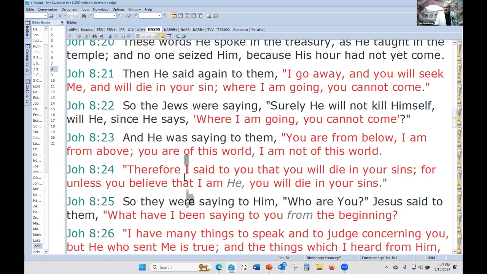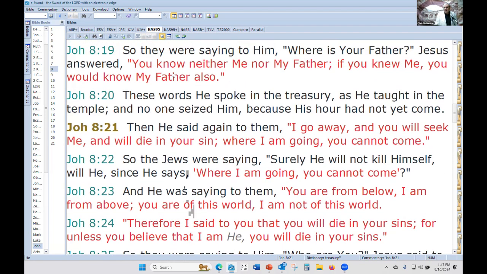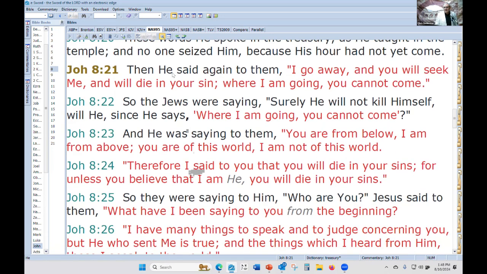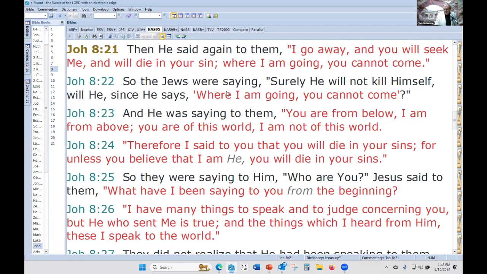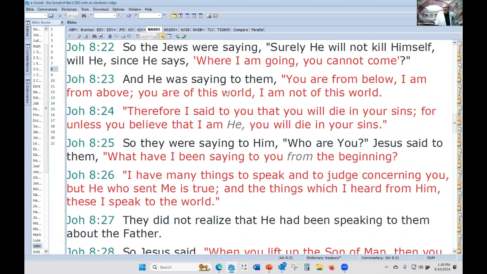Anyway, I go away. Is this the right spot? Yeah, he spoke in the treasury as he taught in the temple, so no one seized him because his hour had not yet come. He said again, I go away and you will seek me and you will die in your sin. Where I'm going, you cannot come. So the Jews were saying, he's not going to kill himself, is he? And he was saying to them, you're from below, I'm from above. You are of this world, I am not of this world.